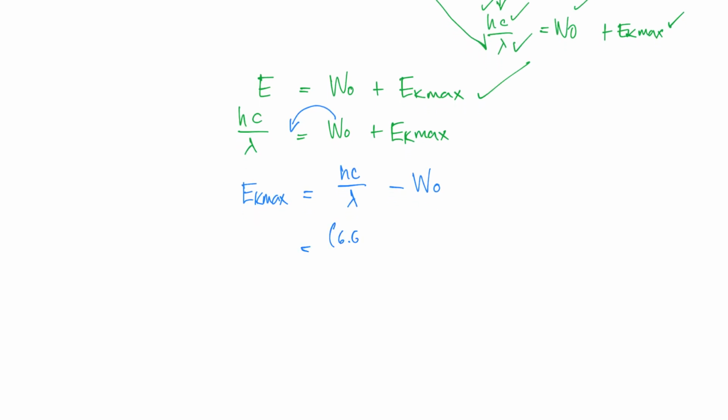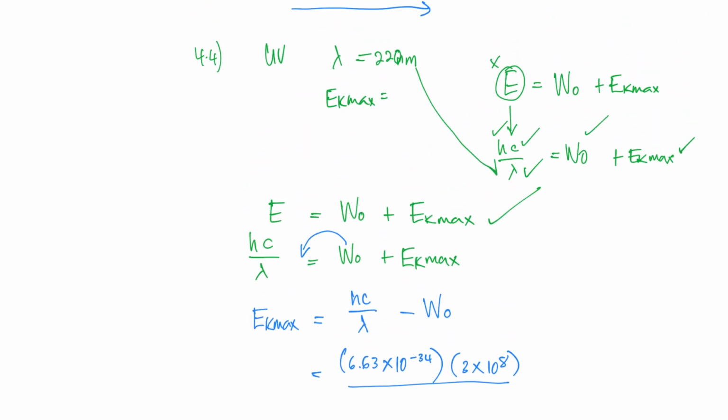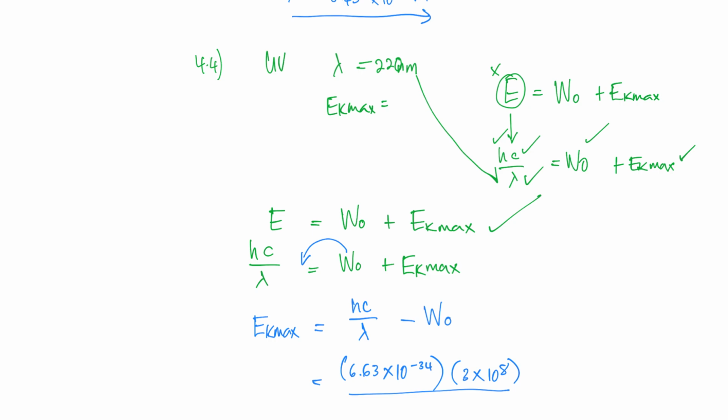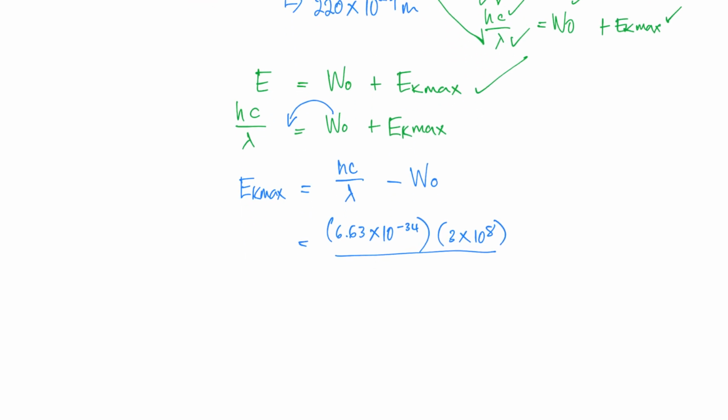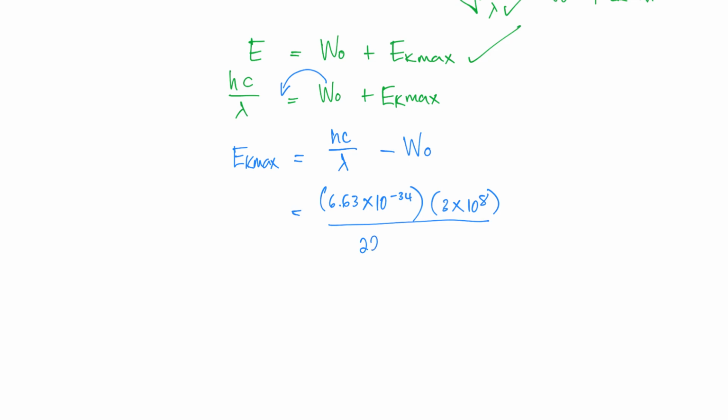So I've got 6.63 times 10 to the power of negative 34 multiplied by 3 times 10 to the power of 8, the speed of light, all over... Right, here's the thing. They gave you 220 nanometers, so that needs to be converted. So we're going to go 220 times 10 to the power of negative 9 meters. So substitute that in: 220 times 10 to the power of negative 9, minus 3.66 times 10 to the power of negative 19.